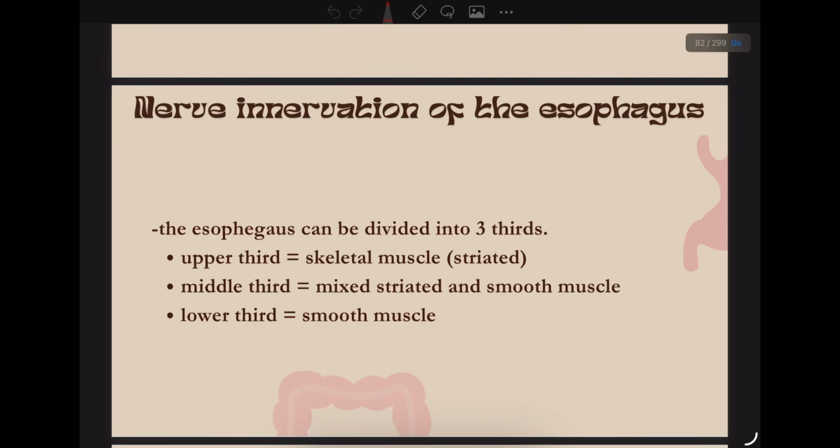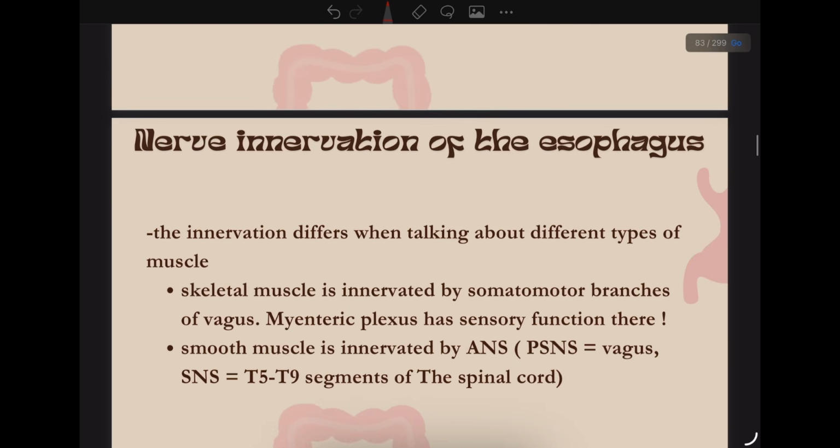To understand it, we need to divide the esophagus into 3 thirds. Upper third, middle third, and lower third. Upper third, closest to the mouth, will be skeletal muscle. Makes sense. Lower third, closest to the stomach, will be smooth muscle. Makes sense. The middle third will be mixed. A little bit of this, a little bit of that. Easy. The nerve innervation depends on the kind of muscle we're talking about.